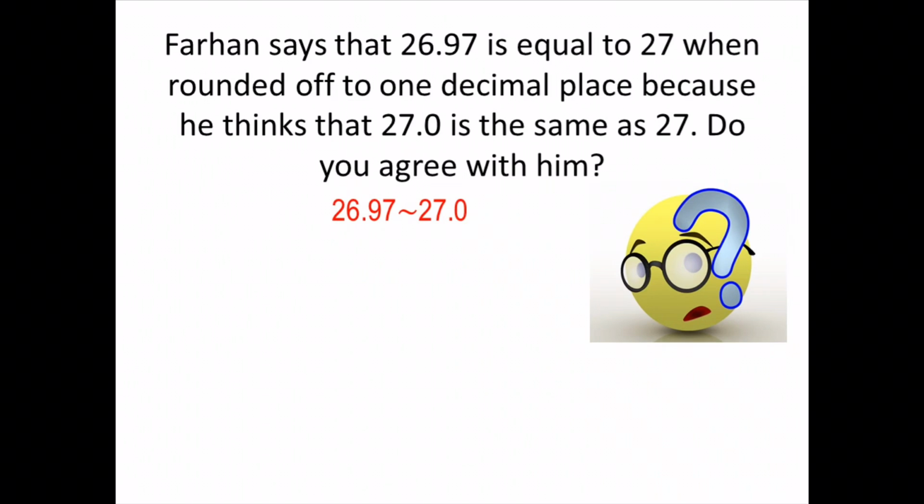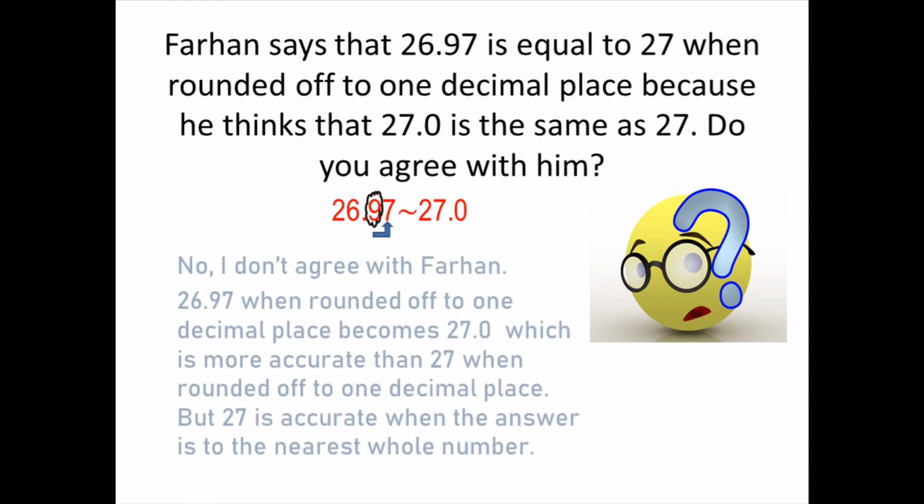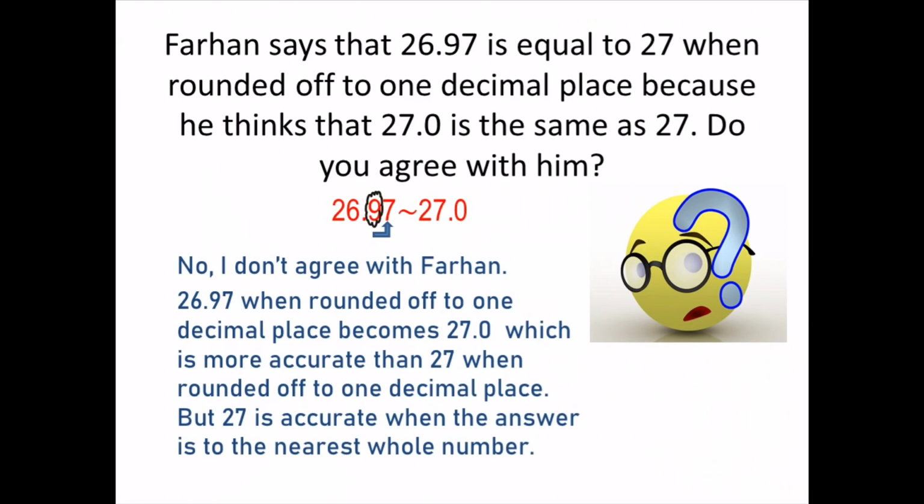26.97 when rounded off to 1 decimal place, we have to select 9, which is the first number after the decimal, and we have to check 7. 7 is more than 5, it will give 1 to 9 and 9 will become 10, and automatically it will itself become 0, but it will give 1 to 6 and 6 will become 7. So when we have to give the answer correct to 1 decimal place, our answer will be 27.0, which has 1 number after the decimal. So I don't agree with Farhan. 26.97 when rounded off to 1 decimal place becomes 27.0, which is more accurate than 27 in this case. When we have to give the answer as a whole number, then we shall give the answer as 27.